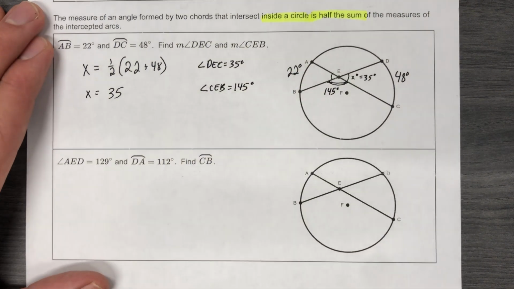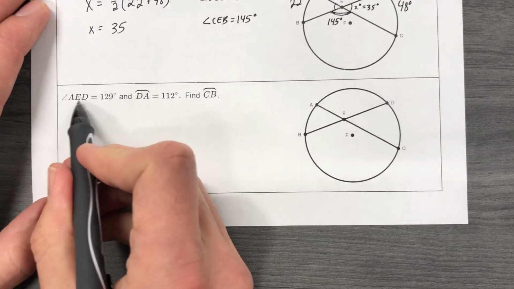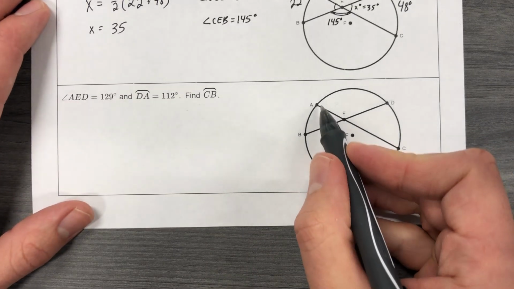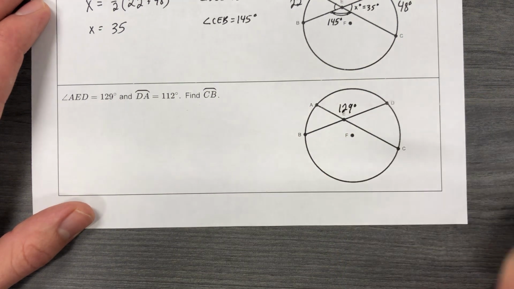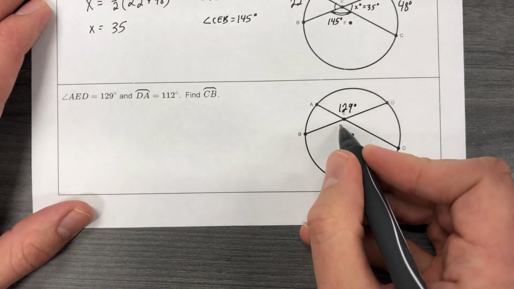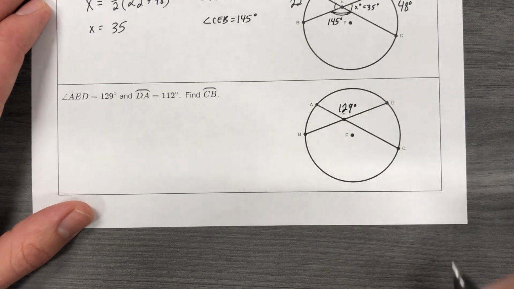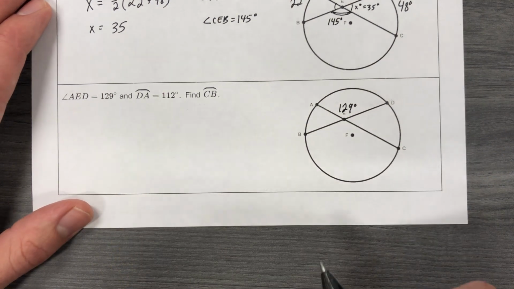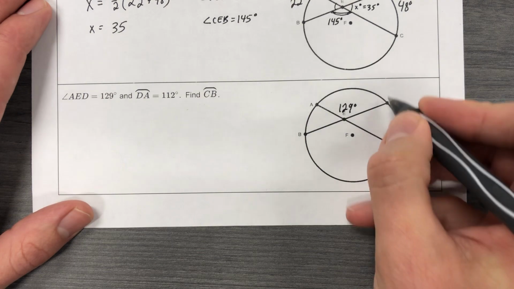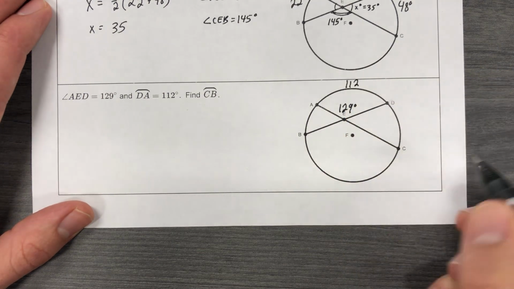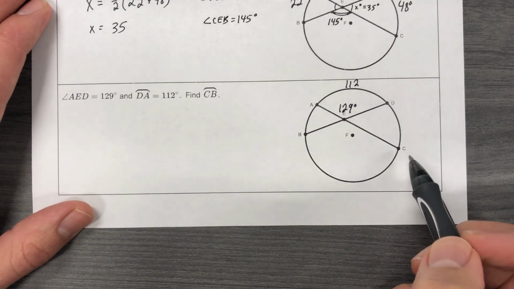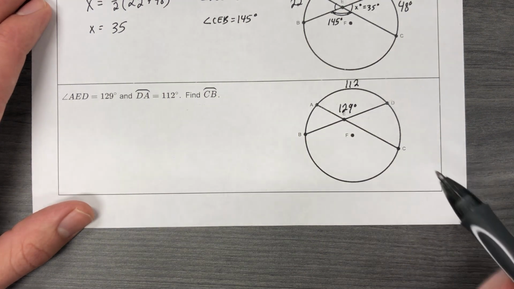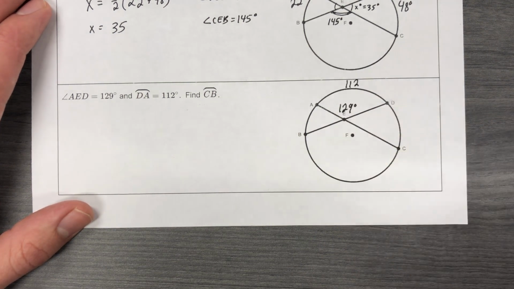Okay, next problem. Angle AED is 129. AED, 129 right here. Which, if you want to go crazy on it, that's also 129 down here. DA is 112. The arc DA, so this is 112. And find the arc CB. It is a minor arc. If it was a major arc, they would have given us a third letter, and that third letter would have wound us around more than half the circle.